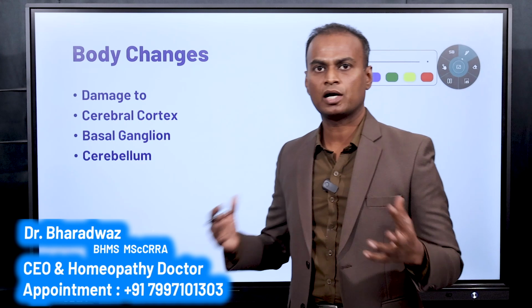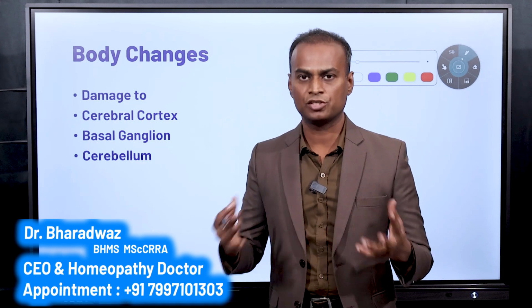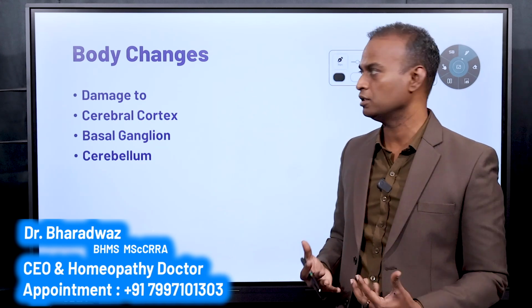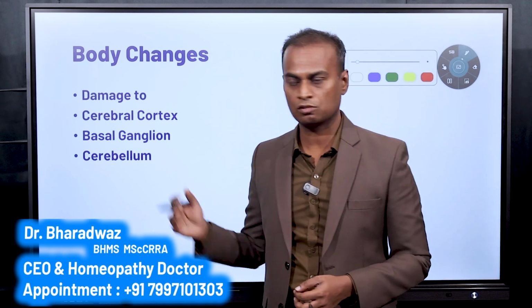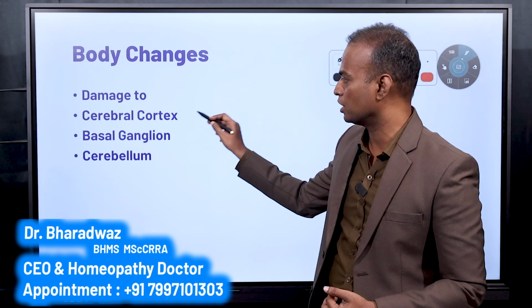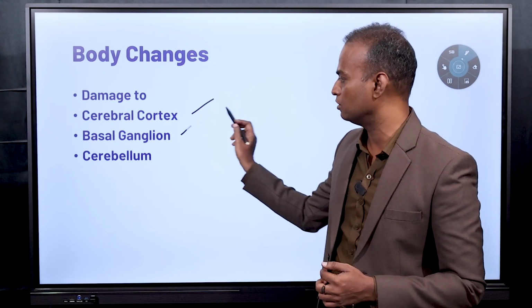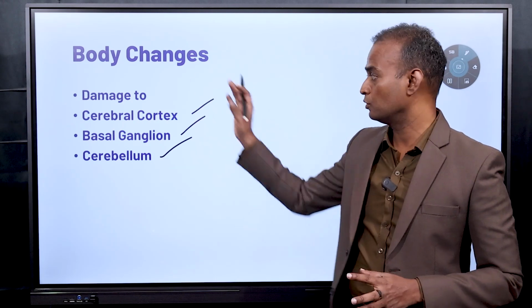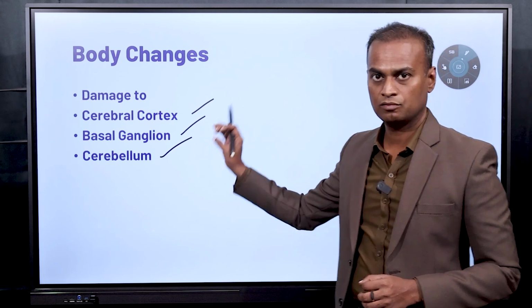So once you have cerebral palsy, all the changes that happen in the brain or in the body are known as body changes, and this is also known as pathology. Cerebral palsy is the damage to the cerebral cortex or basal ganglion or cerebellum. So you have to understand these things very clearly.